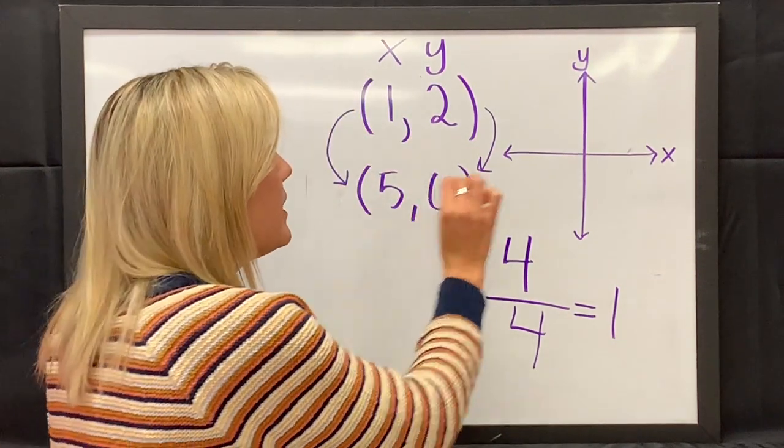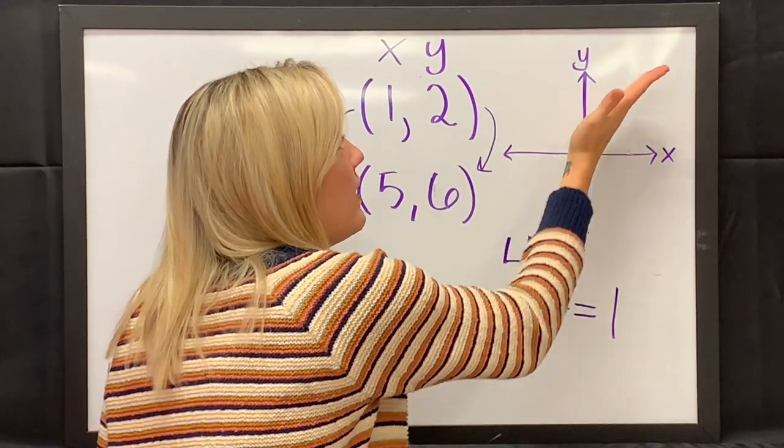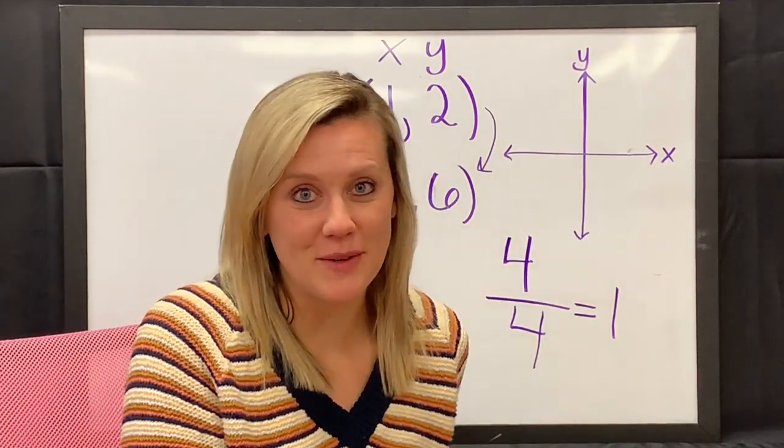We would start down here at 1, 2, and we'd go up 1 over 1, up 1 over 1, and we'd have a line that went like this. Okay, let's do another one.